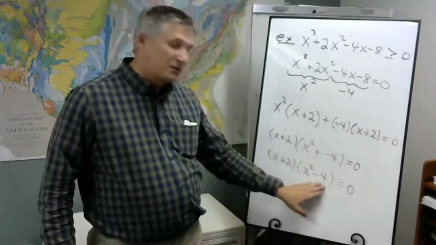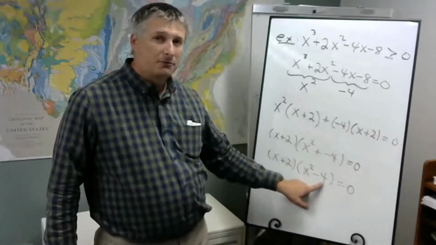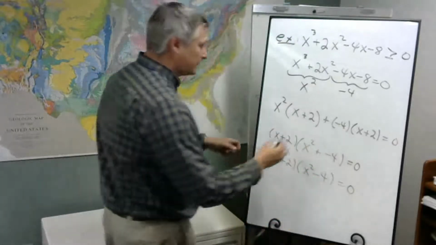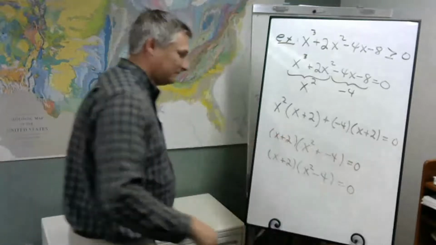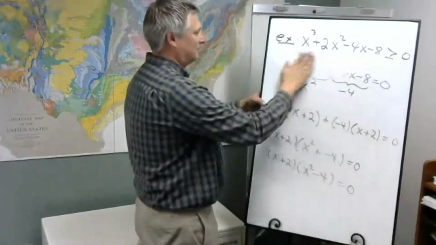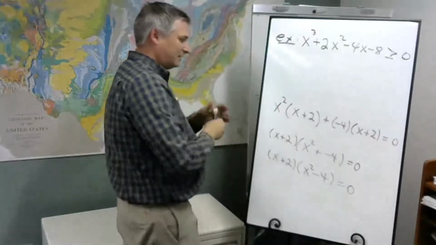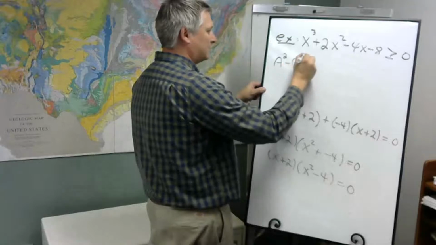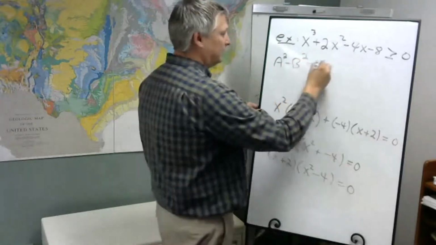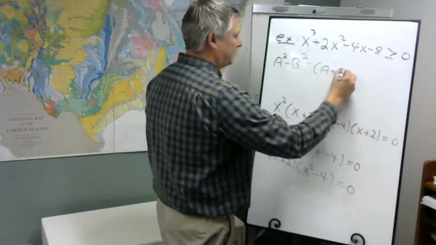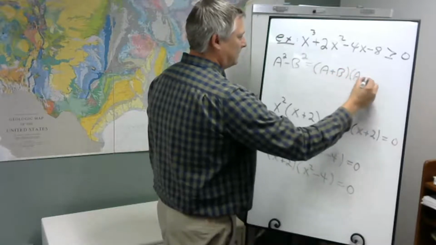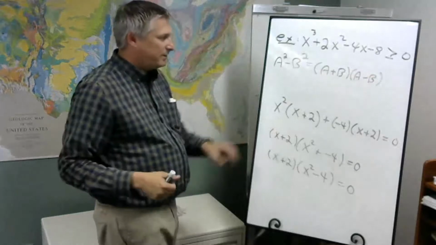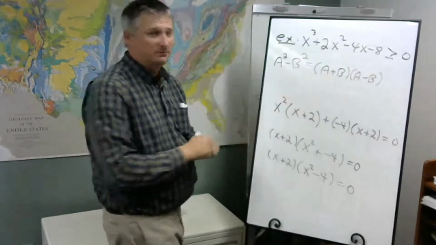If you notice, this is a difference of squares. 2 squared gives you 4. X squared gives you, well, x squared. So the difference of squares, we can rewrite that. If you have a squared minus b squared, you can rewrite it as a plus b times a minus b. So here a will be x and b will be 2.